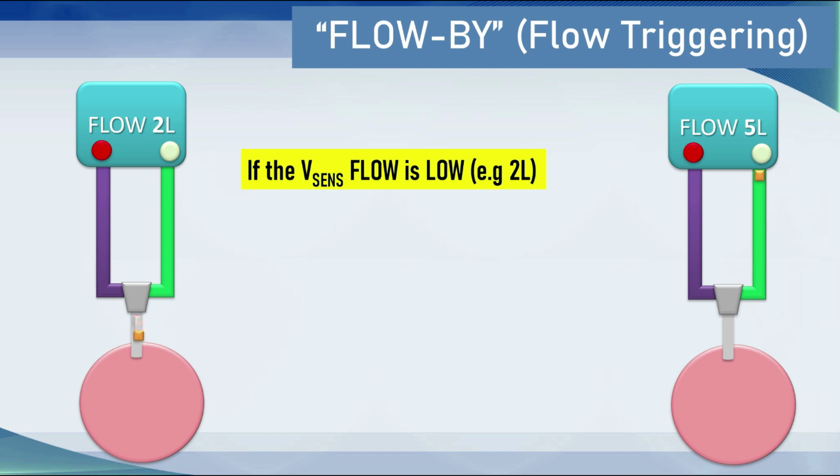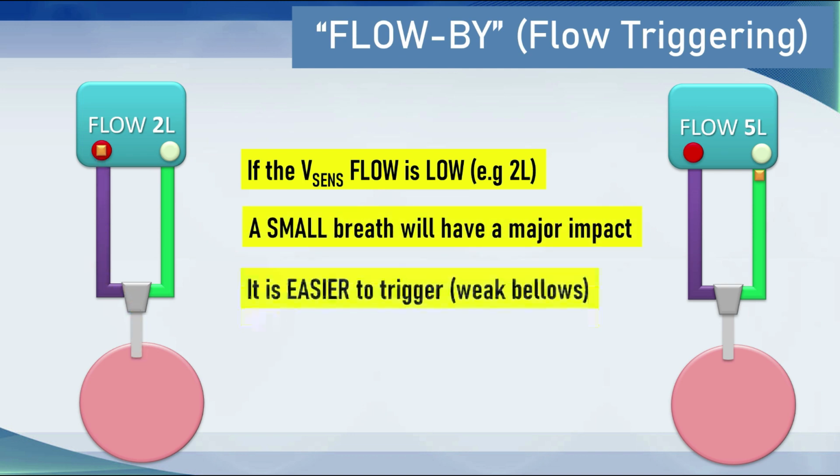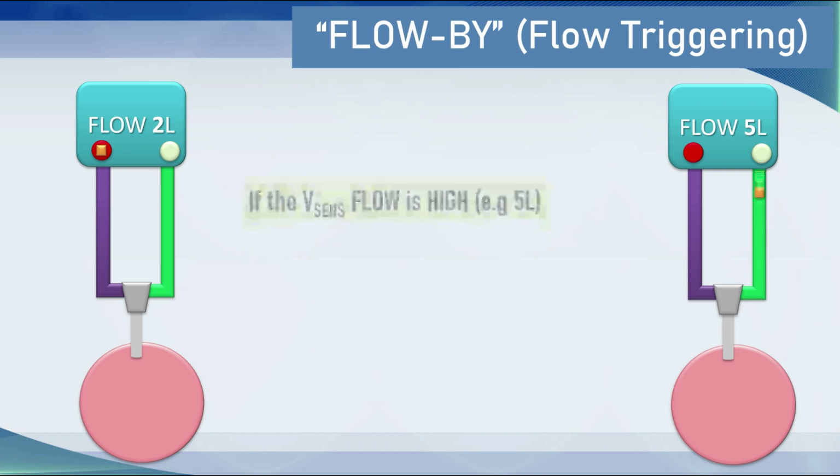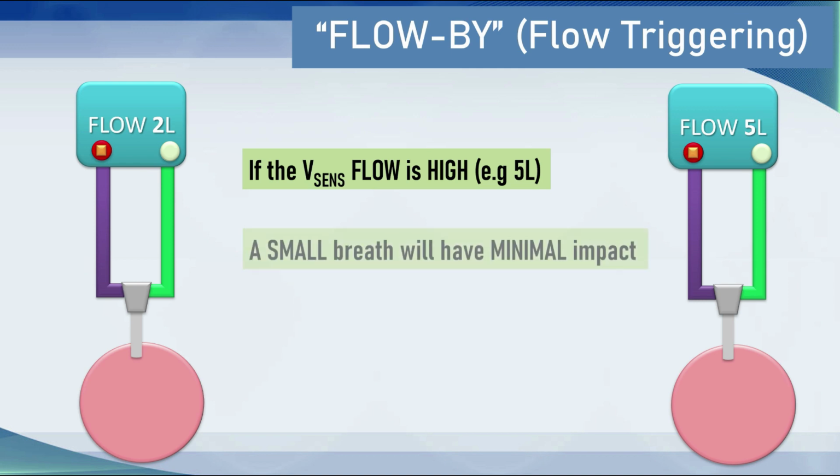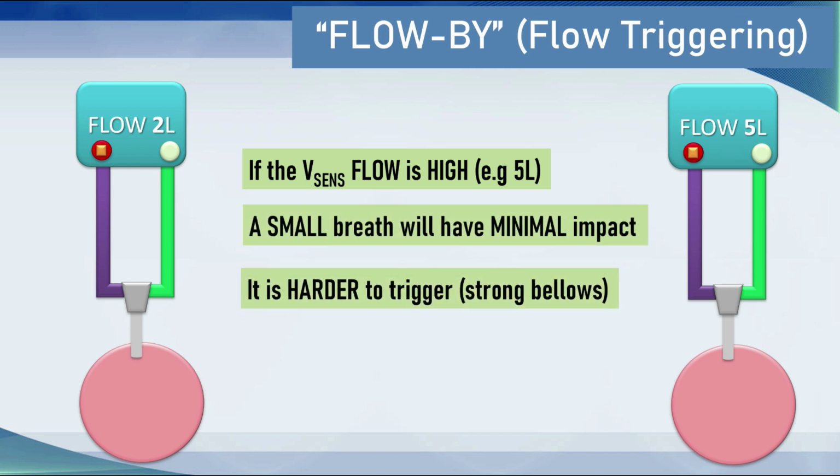If there's 2 litres of flow, that's a low flow system, a small breath will have a major impact, and it is easier to trigger the ventilator. So if the patient has a weak bellows, they will trigger the ventilator more easily if the flow is low. However, if the flow is high, like 5 litres per minute, as in Tim's case, a small breath will have minimal impact, and it is harder to trigger because of the strong bellows.